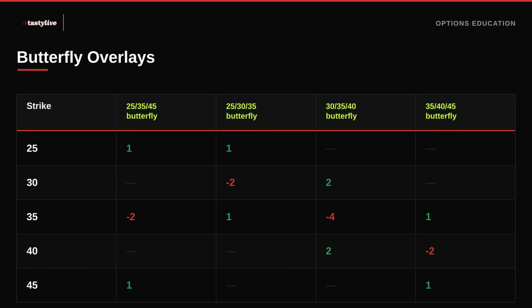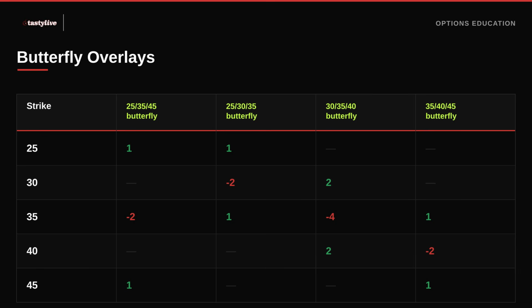What does all this mean? So on those 3 butterflies on the right-hand side, add them up across the rows. So what do I have? When I buy the 25, 30, 35 put butterfly, I buy 1 of the 25s. That matches up with the original long one put at the 25 strike. Now go down to the 30 strike. What do I have? A -2 and a +2. Those cancel each other out. So I have 0 at that strike.